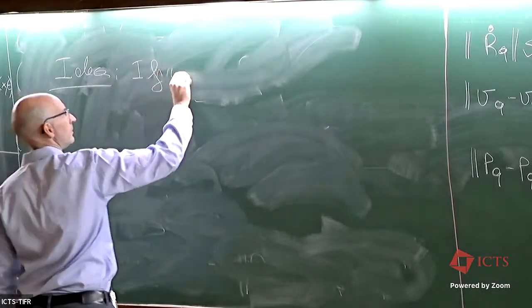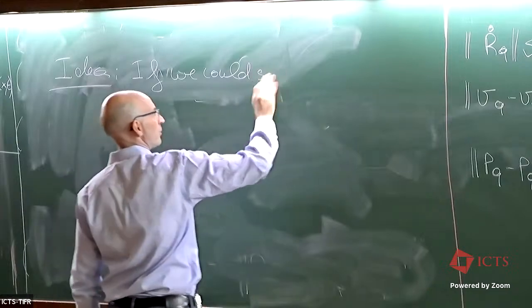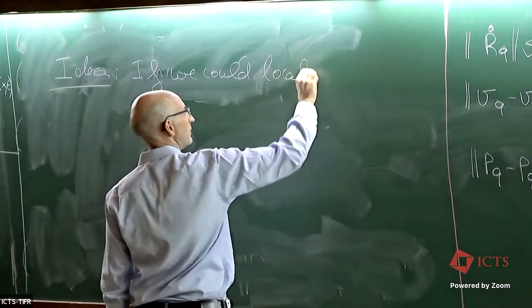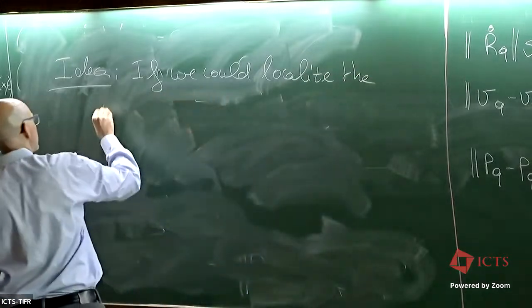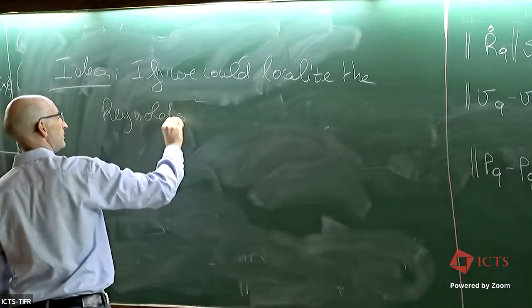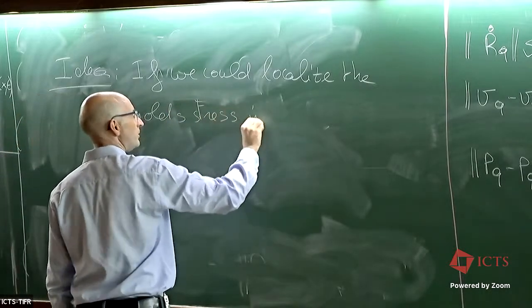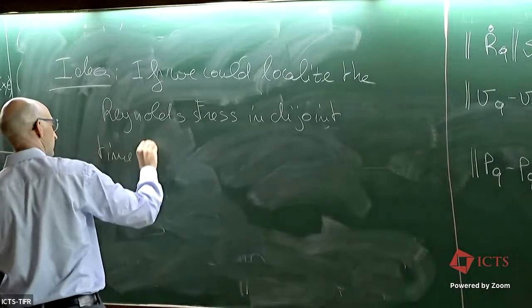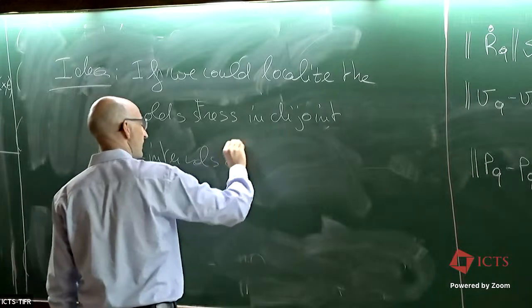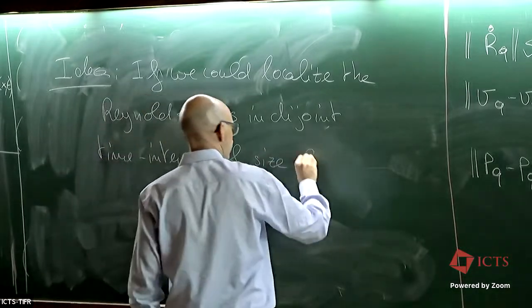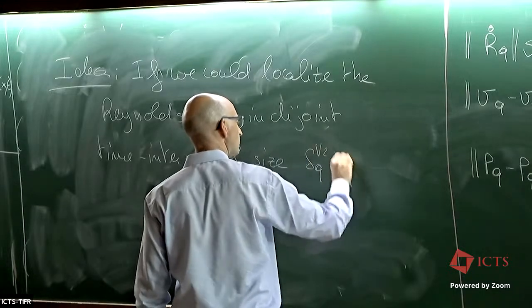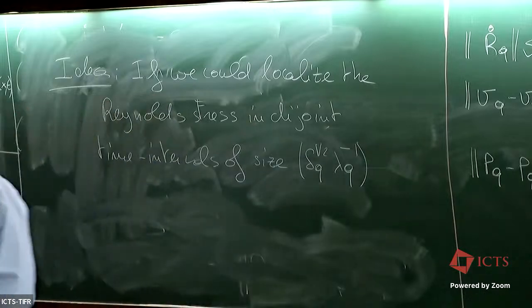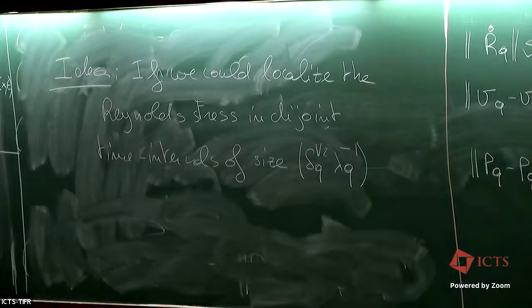If we could solve or localize the Reynolds stress error in disjoint time intervals of size δ_{q}^{1/2} λ_{q}^{-1}, then we don't actually need to make this partition of unity and try to fit the uncooked spaghetti in the cooked spaghetti. Okay.